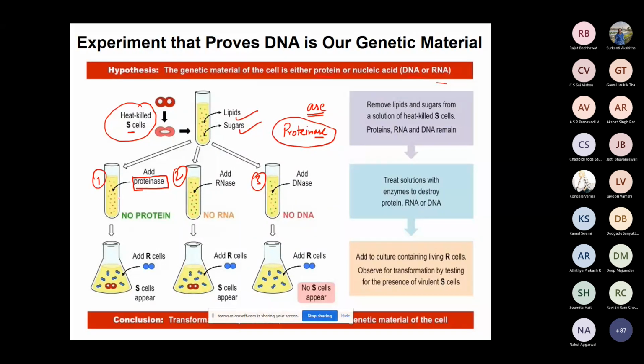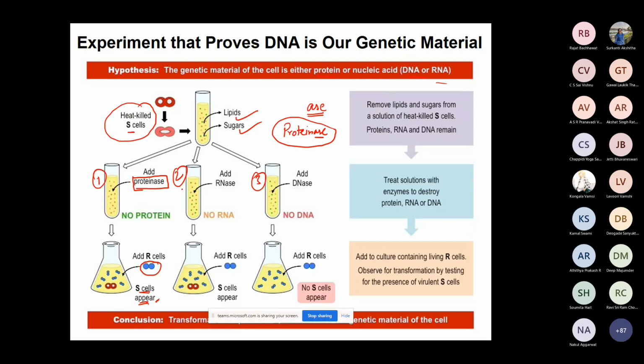And that solution they put in a conical flask, and then they add the R strain of bacteria here. What they found is that here also in the conical flask, S cells appear. So what will be your conclusion? That means that protein is not involved in transferring this information. Otherwise, this R cell should not be converted into S cells, right? Because here you don't have cells. You already ground those cells. You are just taking the solution, and you destroyed the protein present in tube 1.